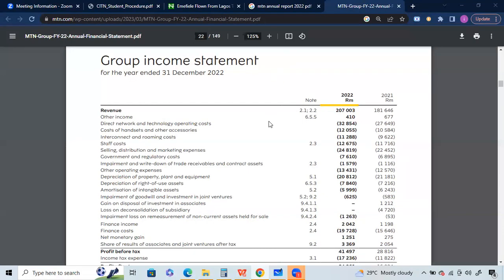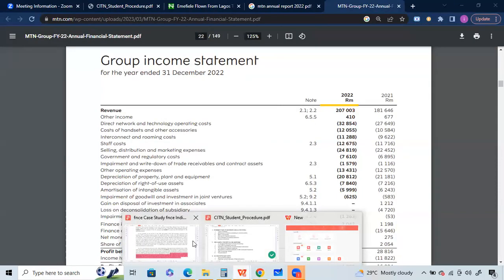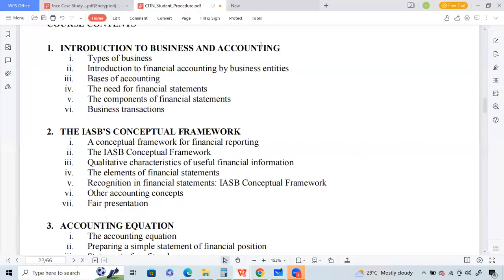So why do we need to prepare financial statements? This is a financial statement. Your company as well will prepare financial statements. So what's the need? What's the end product result of doing such? And can I hear from the chat box as well? What do you think is the need of preparing financial statements? You can just put it in the chat box. Why do we need to prepare financial statements? What's the need of preparing the financial statements?